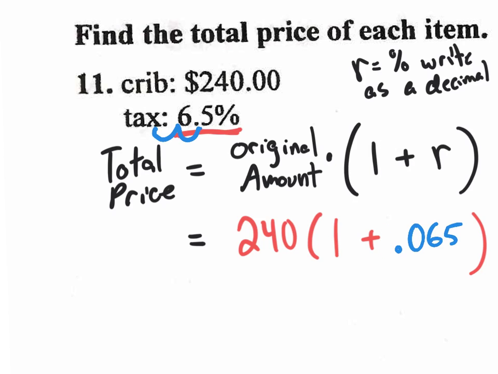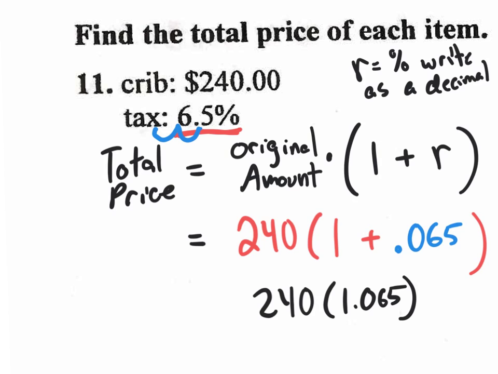Anyway, so on the calculator, you could do this, 240 times 1.065. Why? Because I could add 1 plus 0.065 in my head. But I do want you to show this work by putting the plus sign here because it is an increase in price. On another problem, it might say that there's a sale and this would be a decrease in price, so that would be a minus.